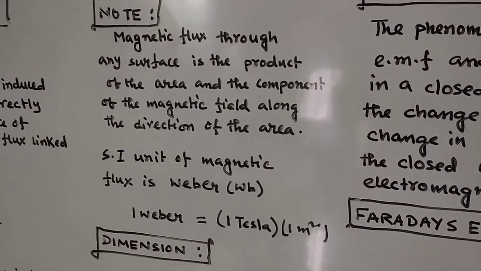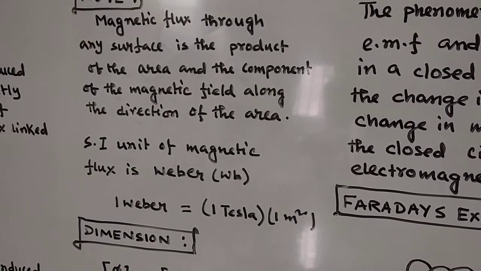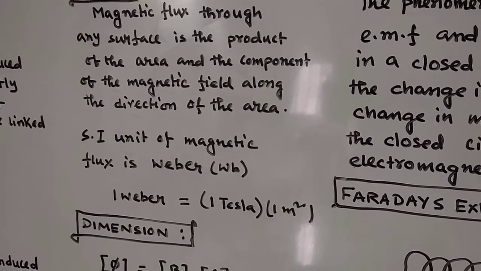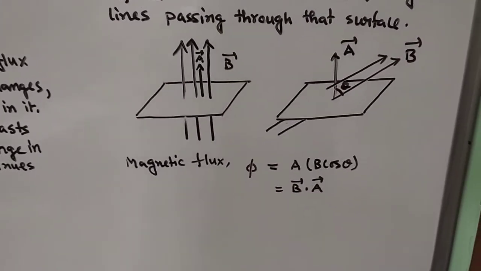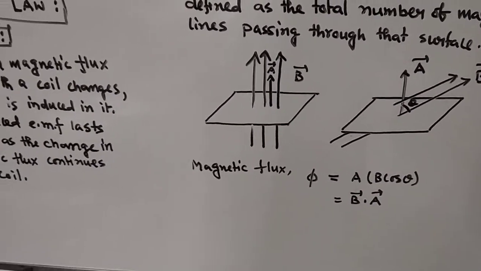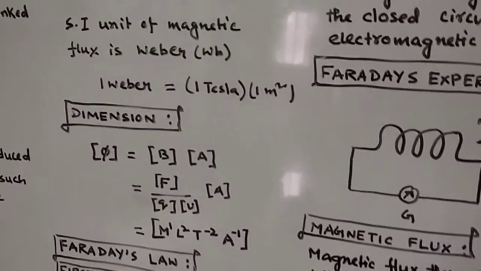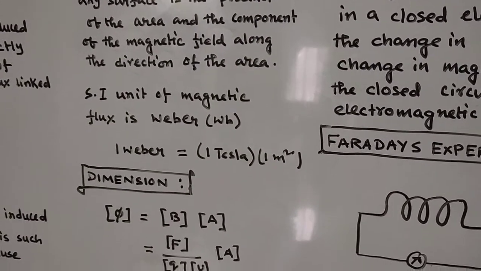So the SI unit of magnetic flux is the Weber, W-E-B-E-R, and in short you can write Wb. And 1 Weber, as per the expression phi equal to B vector dot A vector. B is in Tesla and A is in meter square. So 1 Weber equals 1 Tesla times 1 meter square.